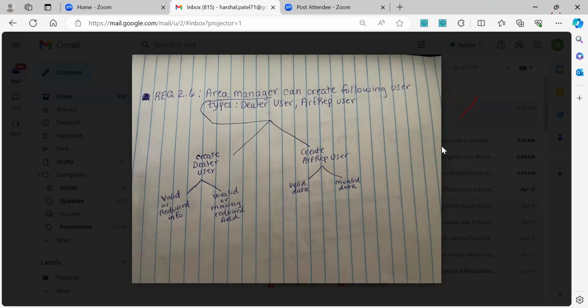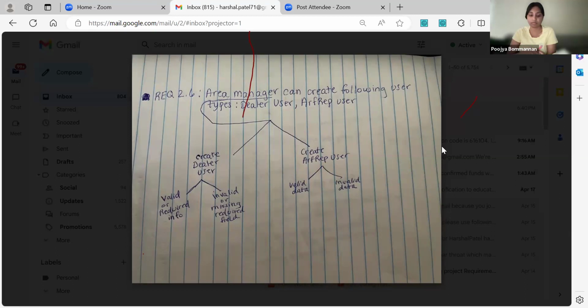So here you will have how many total? 6 scenario test cases, right? If you draw one more line, valid info, you are expecting to create a dealer. Invalid or missing info, you are not expecting to create a dealer. And if you don't supply anything, you shouldn't be able to create a dealer regardless. So for the second, create rep user, it's a similar thing.